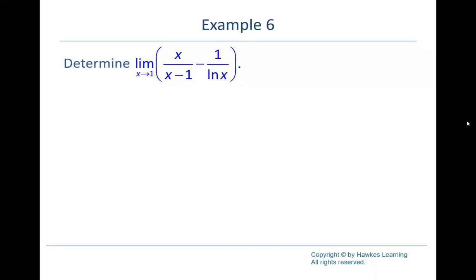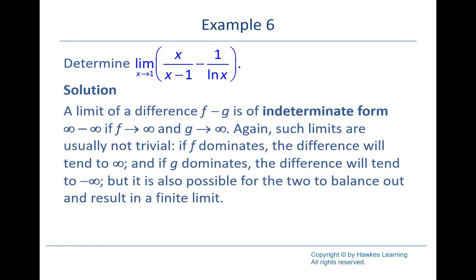In this video, we're going to take a look at yet another type of indeterminate form. In this example here, we can see that if we plug 1 into this function, we get infinity minus infinity, which again is another indeterminate form. Infinity minus infinity might still be infinity, or it might be some other real number.